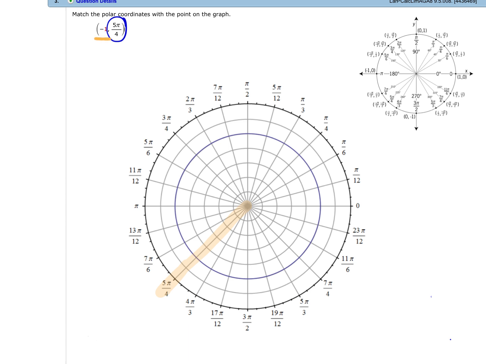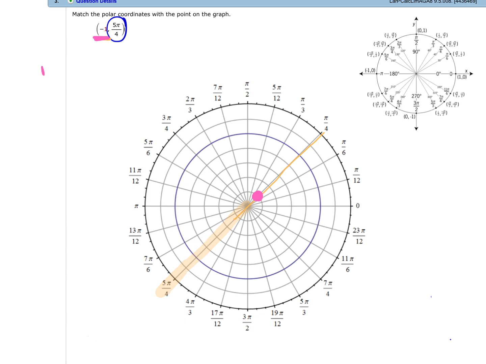If your r is negative, do we go towards the degree or away from the degree? We would go away. We go in the opposite direction. So we go away from 5 pi over 4, and that would put us at a point right here. So we go 1 unit away from 5 pi over 4.